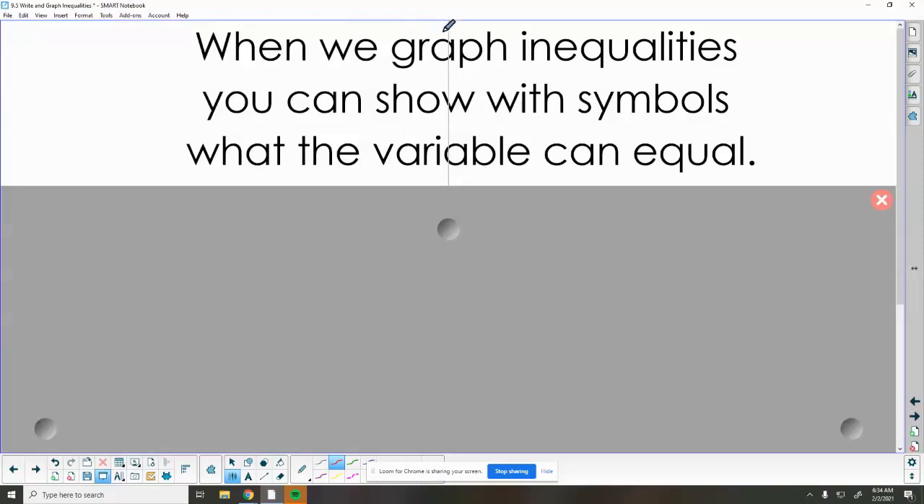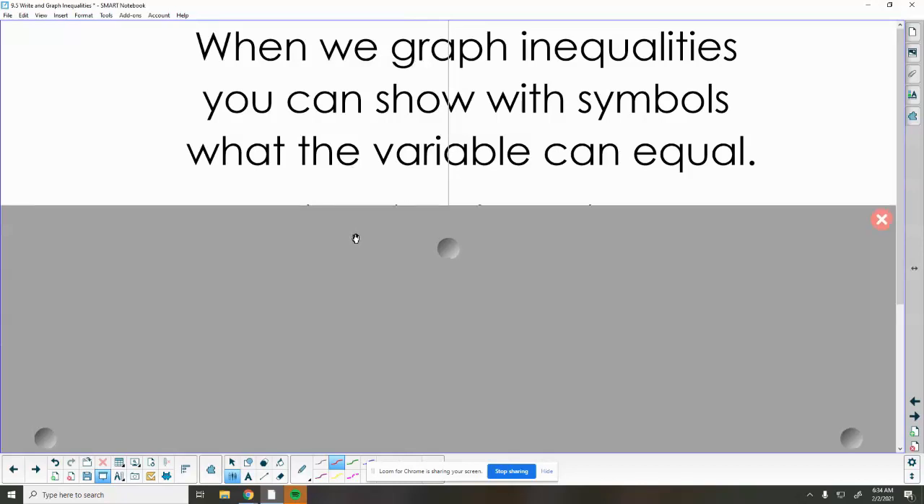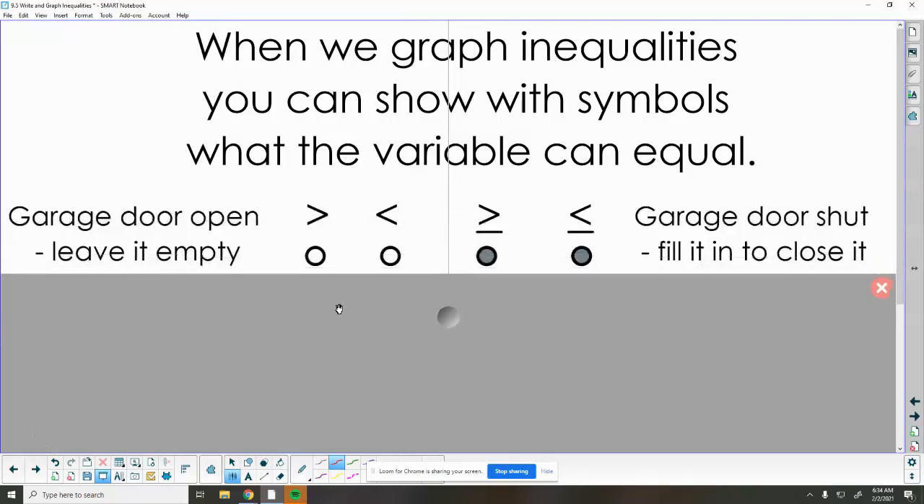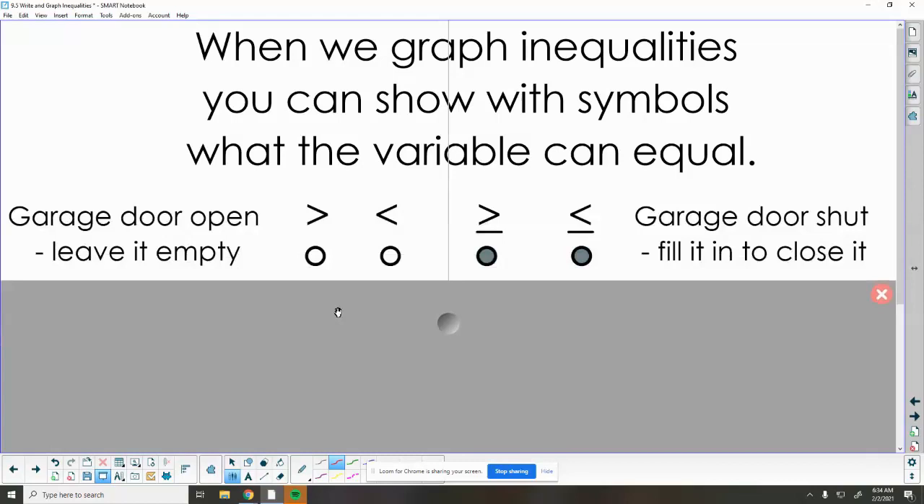So when we are graphing inequalities, you can actually show with symbols all of the different things that the variable can equal. I like to think of this as a garage door. When we're graphing, you always circle the number that it starts with. This is where it starts.